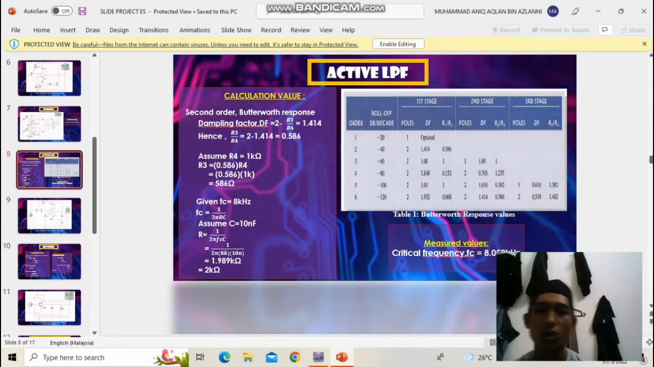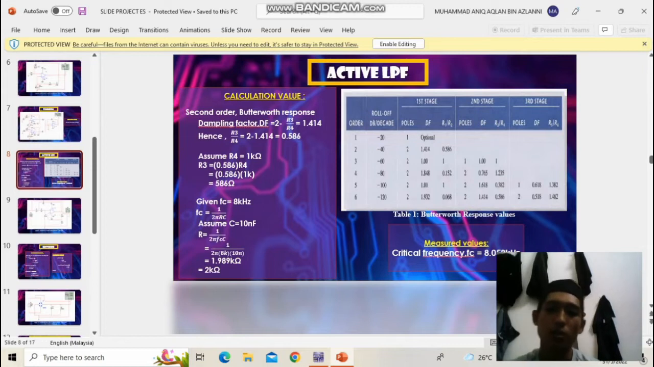Today I will present about active low pass filter. So before I go through this presentation, I want to explain a little bit about low pass filter. A low pass filter is used to filter noise from a circuit. Noise is a high frequency signal. When passed through a low pass filter, most of the noise is removed and a clear sound is produced.